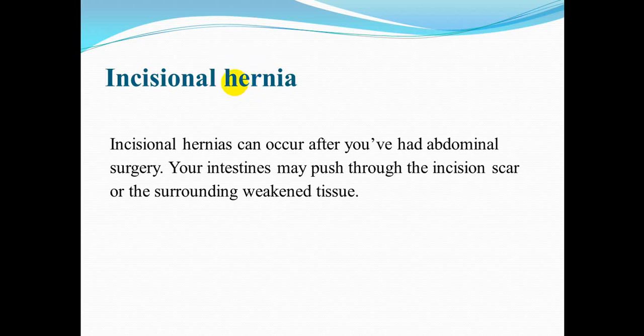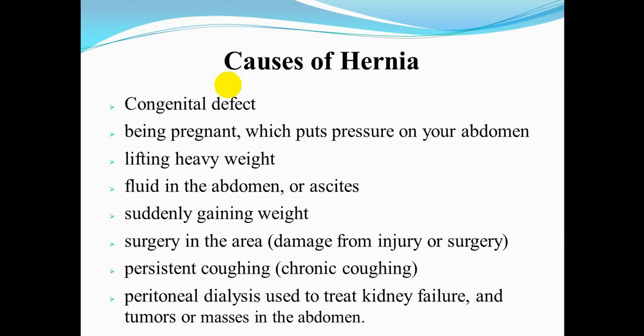called incisional hernia. Causes of hernia: congenital defect, being pregnant which puts pressure on your abdomen, meaning that a pregnant woman develops pressure on the abdominal wall. Lifting heavy weight, those who carry heavy things. Fluid in the abdomen or ascites. Fluid in the abdomen means the abdomen contains fluids, or ascites is accumulation of fluid in the abdominal cavity.